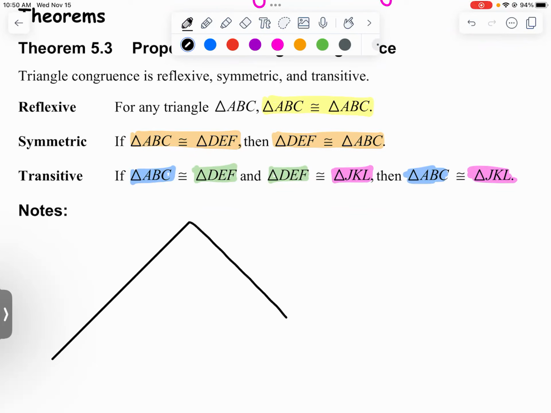I would like you to draw, where it says notes, this really awesome picture that I'm about to draw.